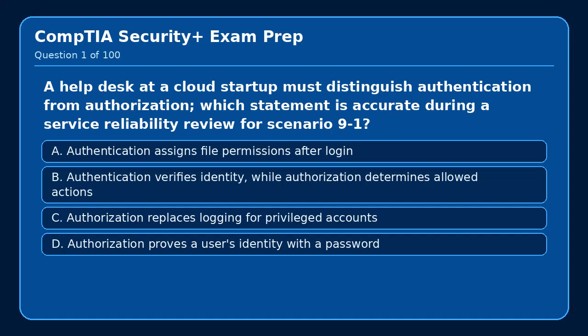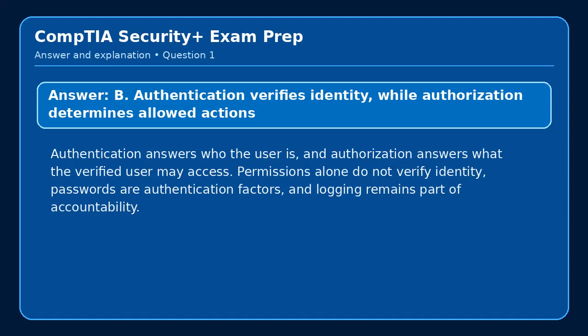Take a moment to choose your answer. The answer is B. Authentication verifies identity, while authorization determines allowed actions. Authentication answers who the user is, and authorization answers what the verified user may access. Permissions alone do not verify identity. Passwords are authentication factors, and logging remains part of accountability.